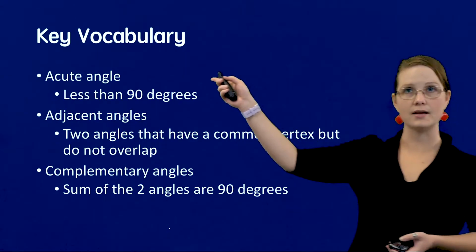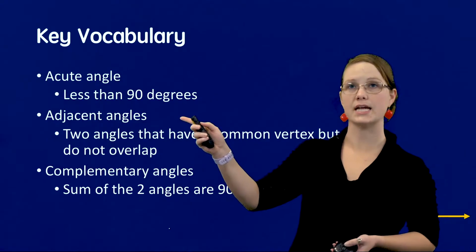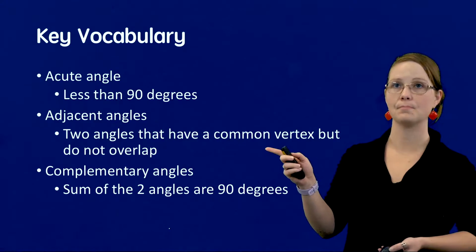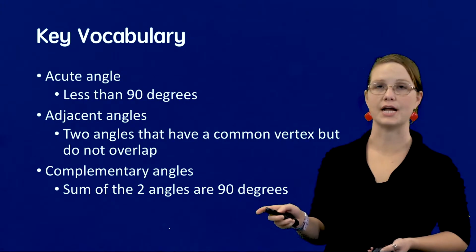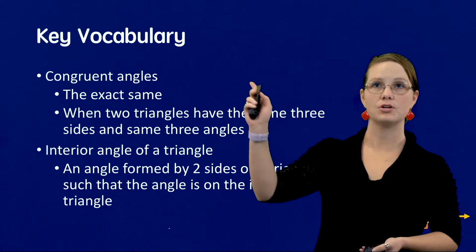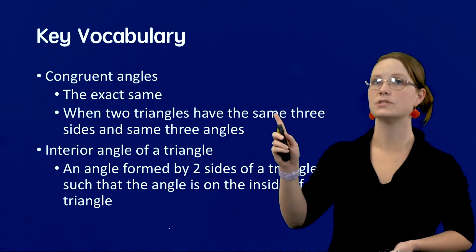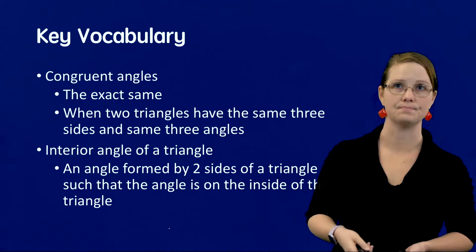We have acute angle is going to be anything less than 90 degrees. Adjacent angles are two angles that have a common vertex but do not overlap. We have complementary angles is when the sum of the two angles are 90 degrees. We have congruent angles. This means they are the exact same. And it's when two triangles have the same three sides and the same three angles.